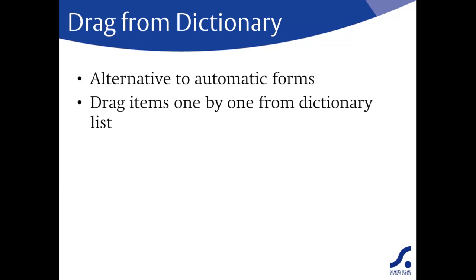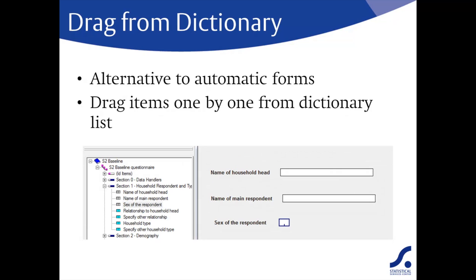As an alternative to using automatic forms, you can drag items across to the form from the dictionary. Items will need to be dragged one at a time from the dictionary list. You'd have the dictionary structure displayed on the left-hand side of the screen with the form on the right. In this example, we've already dragged across 3 items, and these appear with a grey icon in the dictionary list. Items we haven't yet put on the form will still have a blue icon.